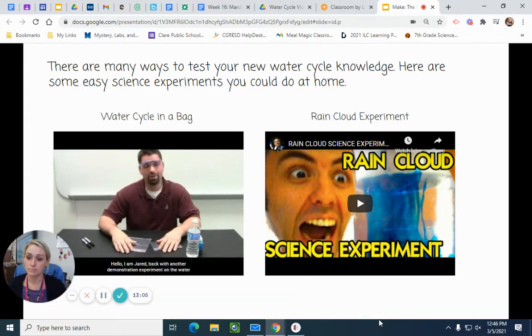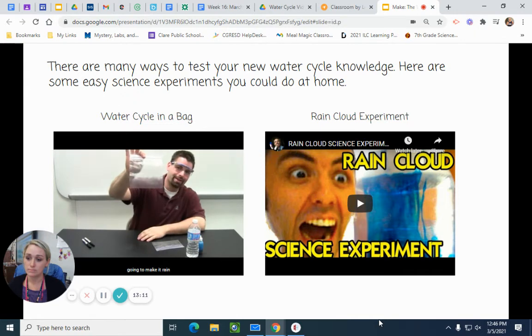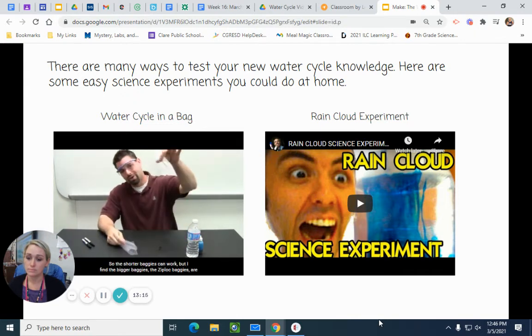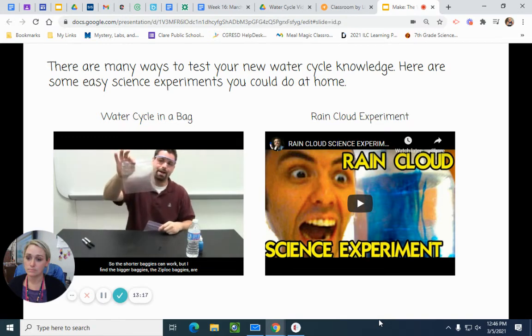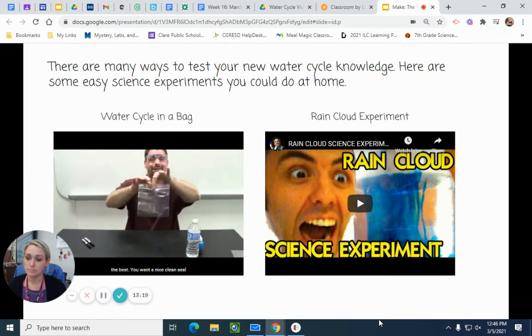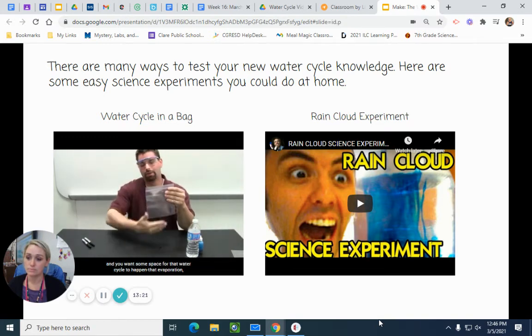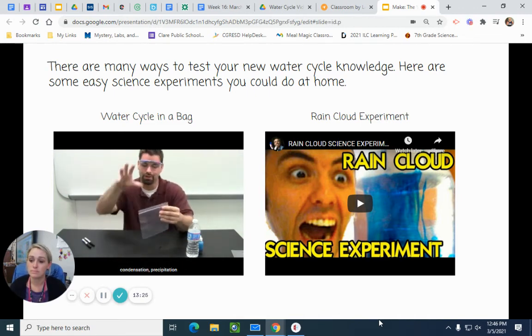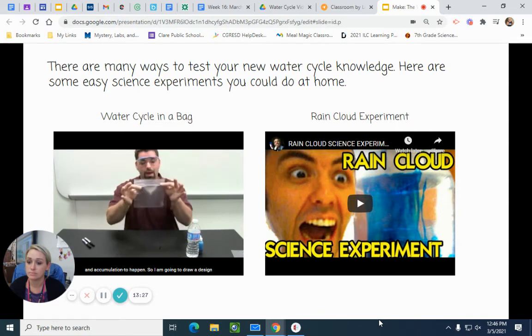Hello, I'm Jared, back with another demonstration experiment on the water cycle. And this is pretty cool. We're going to do the water cycle in a baggie. We're going to make it rain inside this bag. The shorter baggies can work, but I find the bigger Ziploc baggies are the best. You want a nice clean seal, and you want some space for that water cycle to happen, that evaporation, condensation, precipitation, and accumulation.